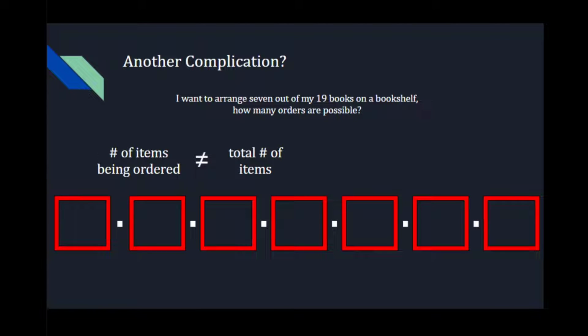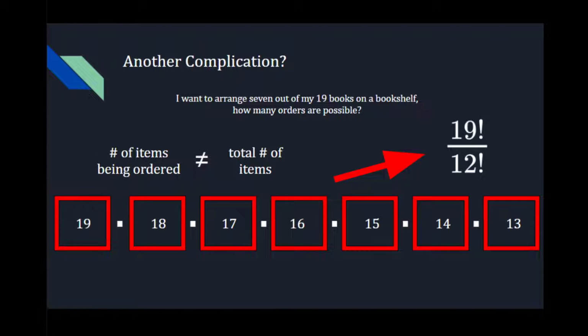You might be tempted to say 7 factorial and be done, but you'd be wrong, because there aren't actually 7 options for the first book. There are 19. And then there are 18 for the next, and so on. But then it ends with 13, and that's fine. 19 factorial is just 19 times 18 times 17 all the way down, right? If we don't like part of that line, aka the 12 times 11 times 10 times that part, we can divide it out. So what we end up with is 19 factorial divided by 12 factorial, which gives us 19 times 18 times 17, ending at 13.